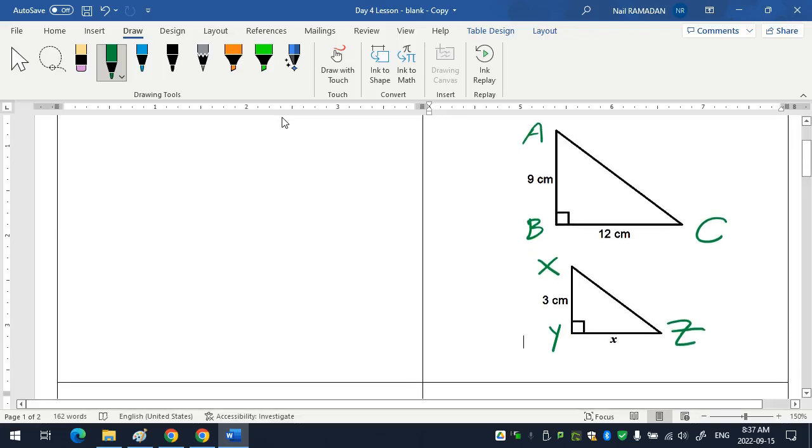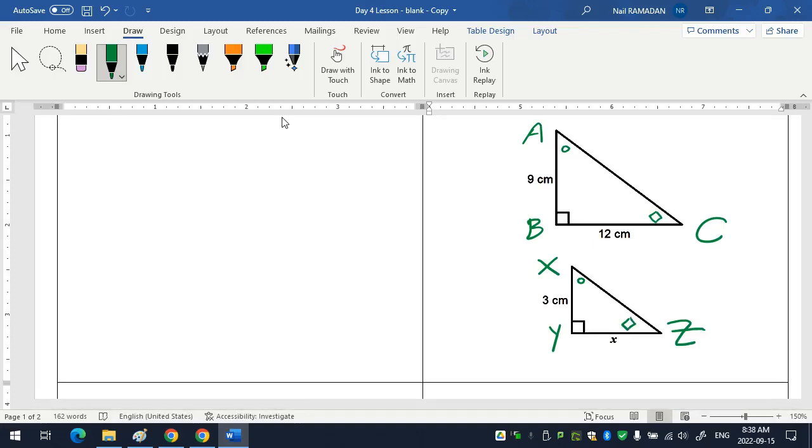So I'll use the same symbol. I'll use an open circle and an open circle. This is the same symbol already. For this one, I'll use a diamond and a diamond. Perfect. So now I know what corresponds or matches or goes with what. Okay. So now I can write my what? My similarity statement.